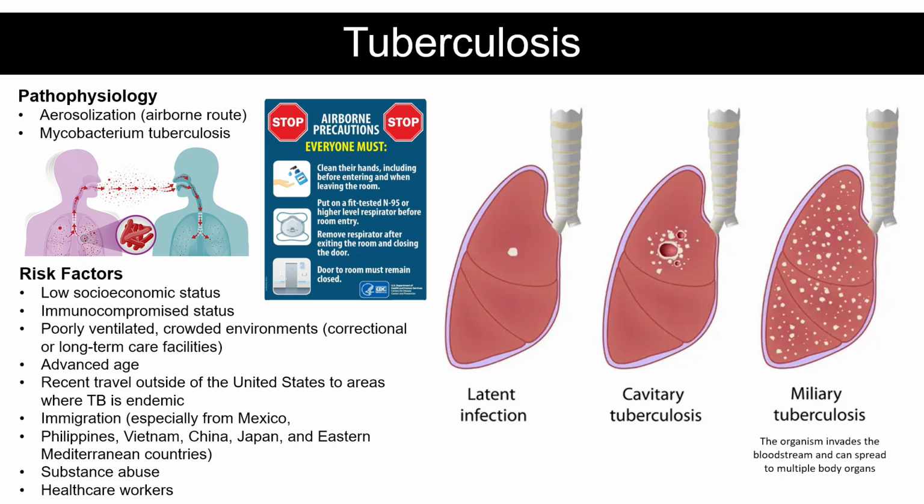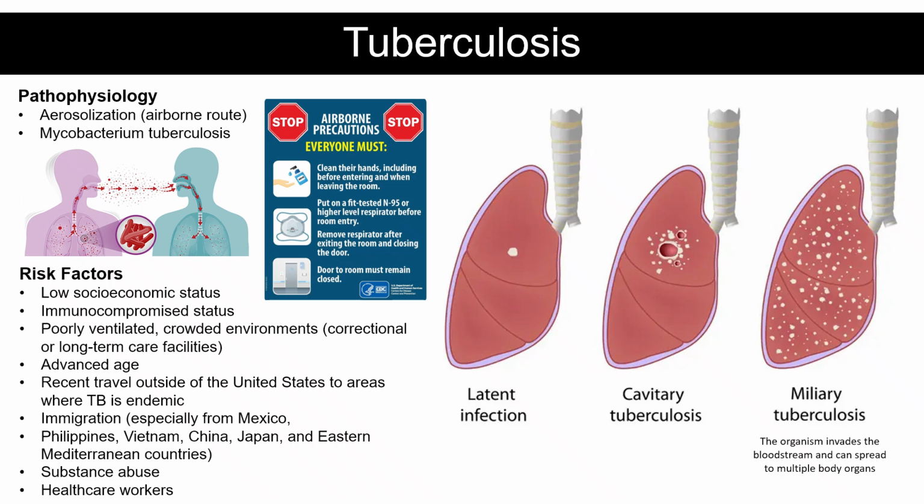Risk factors: low socioeconomic status, immunocompromised status, poorly ventilated, crowded environments, so where people are in close quarters like prisons, long-term care facilities, advanced age, so being over the age of 60, recent travel to a country where TB is prevalent, immigration, especially from Mexico, Philippines, Vietnam, China, Japan, etc., substance abuse, and us healthcare workers.